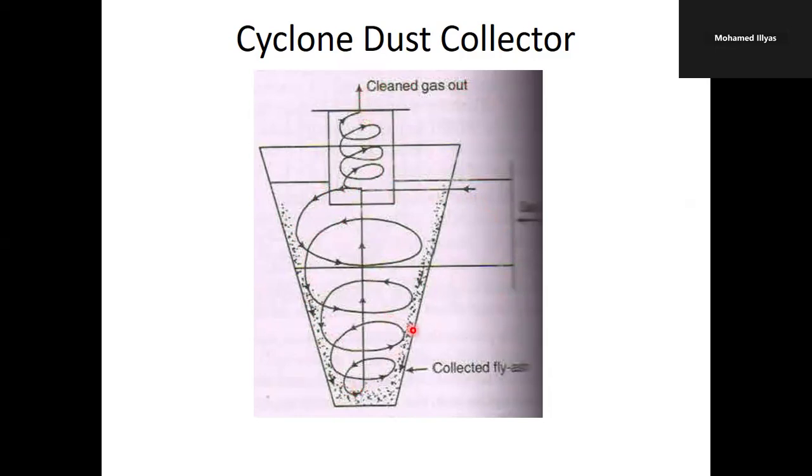The collected heavier dust particles will be taken and disposed of. So in this way, the dust will be collected from the ash produced from thermal power plants. So we'll use mechanical type dust collectors.